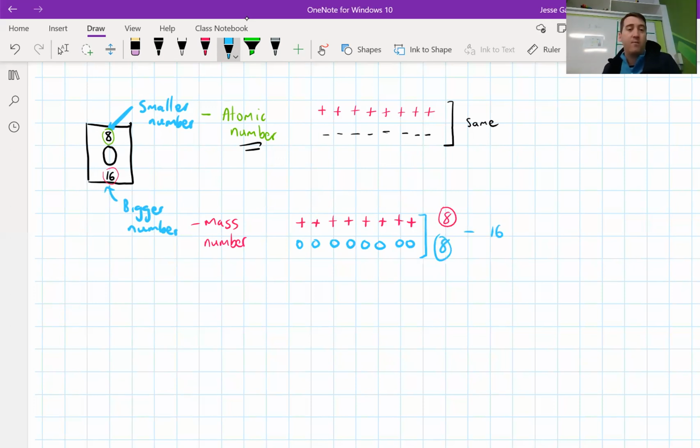Okay, so quick recap then. What does the atomic number tell us? Atomic number is the smaller number and it tells us the number of protons or the number of electrons that an atom has. They always have to be equal to each other.